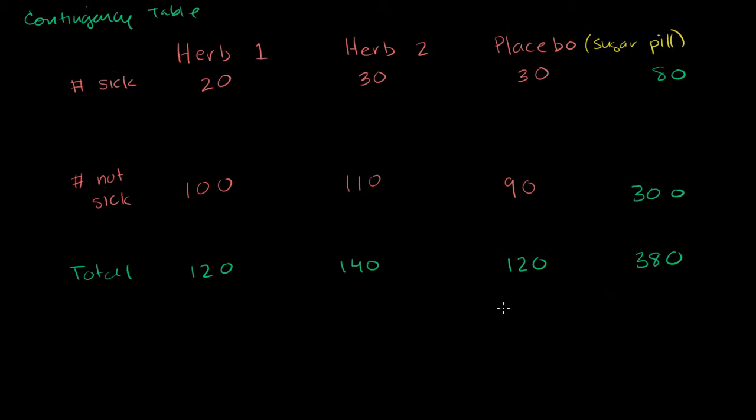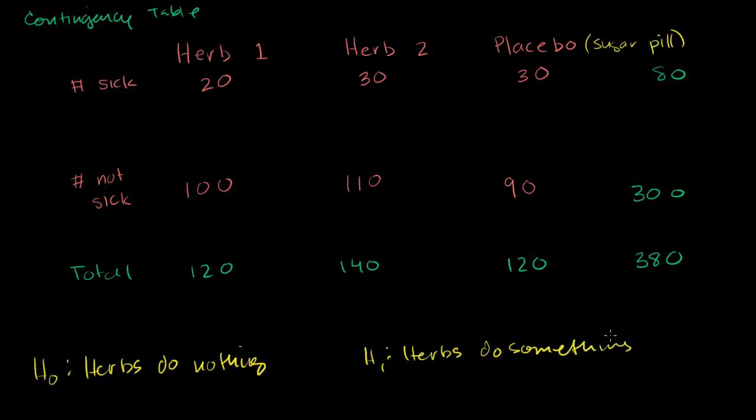With that out of the way, let's think about how we can use this information in the contingency table and our knowledge of the chi-squared distribution to come up with some conclusion. Let's make a null hypothesis. Our null hypothesis is that the herbs do nothing. Then we have our alternative hypothesis, that the herbs do something. Notice I don't even care whether they actually improve. I'm just saying they do something.